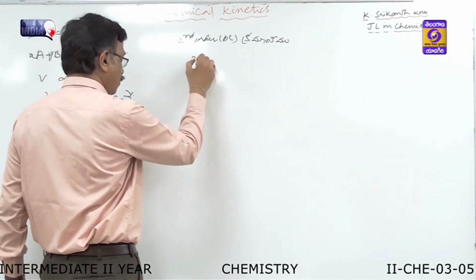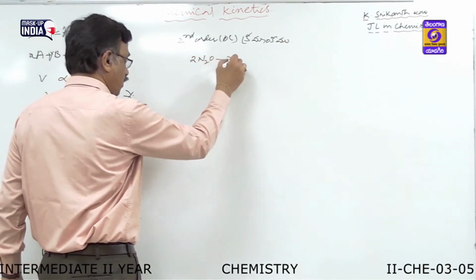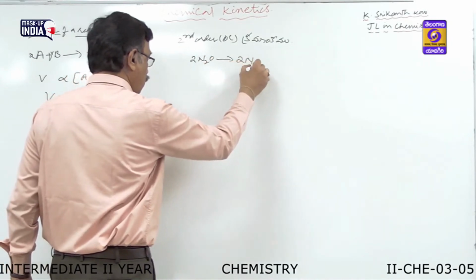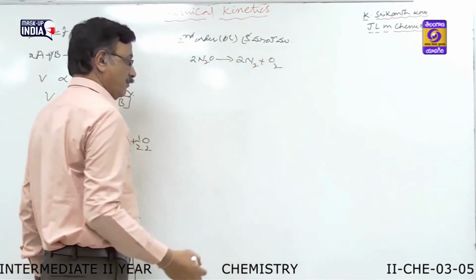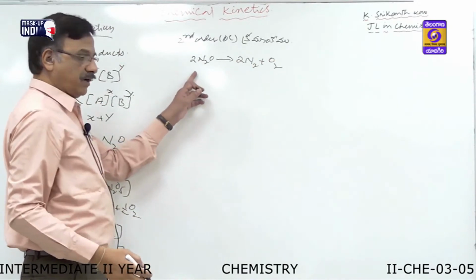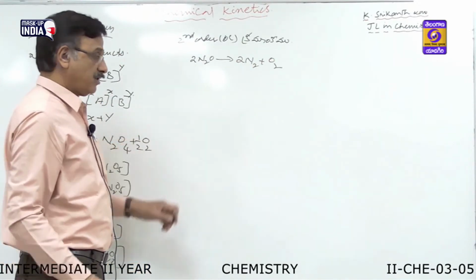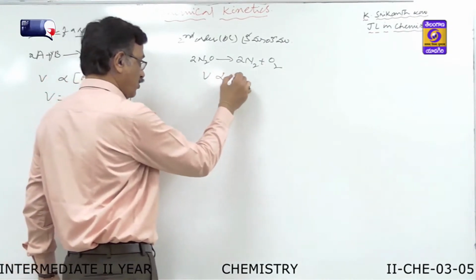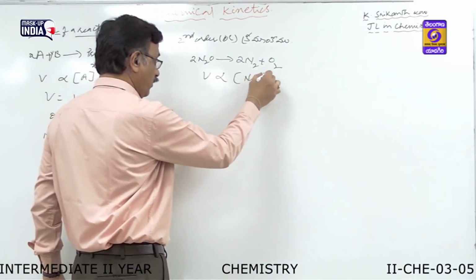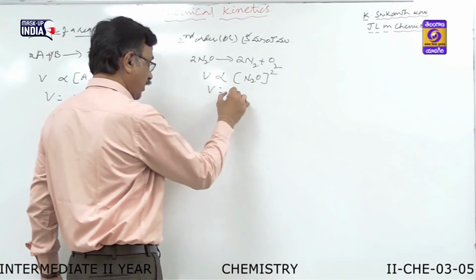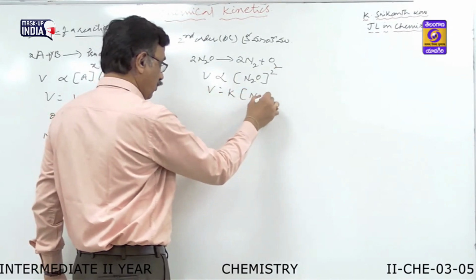Right? 2N2O changing to 2N2 plus O2. This is a second order reaction, because the rate of the reaction depends upon the concentration term. That is, V is proportional to [N2O] to the power 2. So V equals K into [N2O] to the power 2.